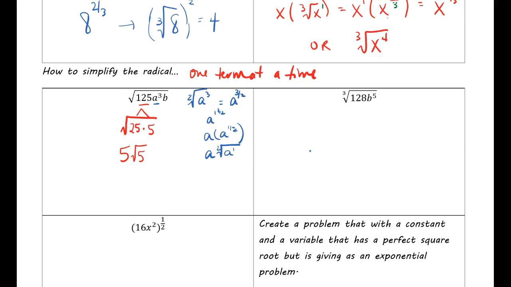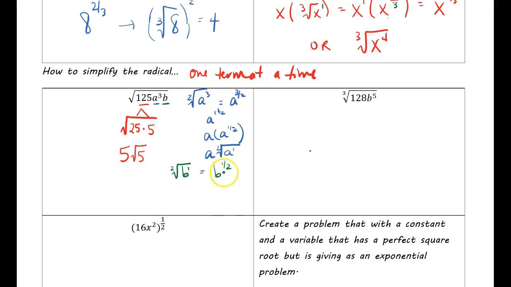And then b is the last one left. Now b is underneath the square root. I'm going to come right here and do this. So the b is under a square root, and same thing as before. If I have a 1 here and a 2 here, then this is the same thing as b to the 1/2.